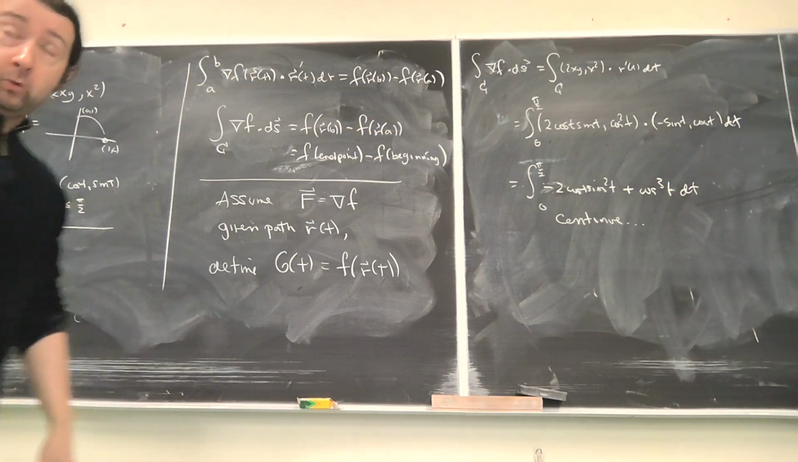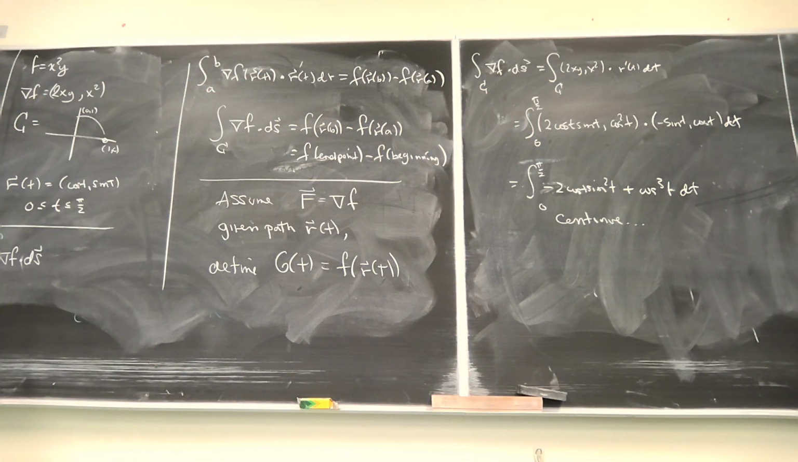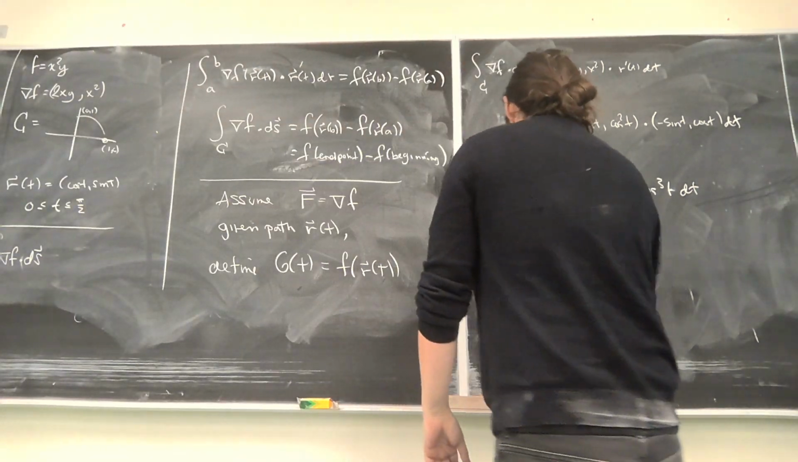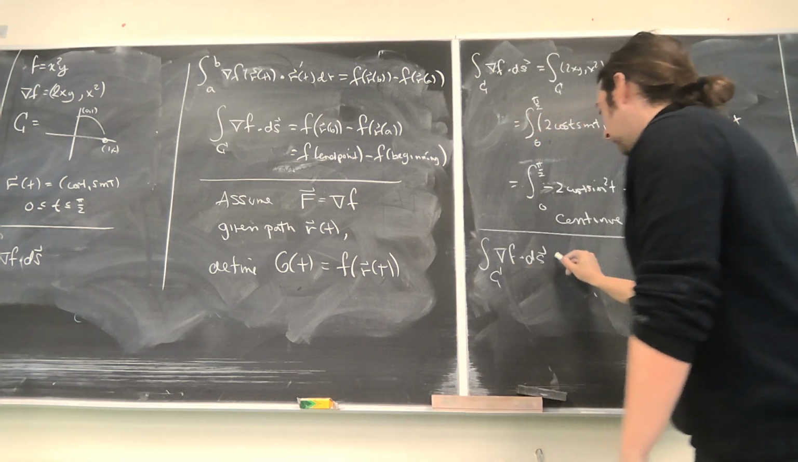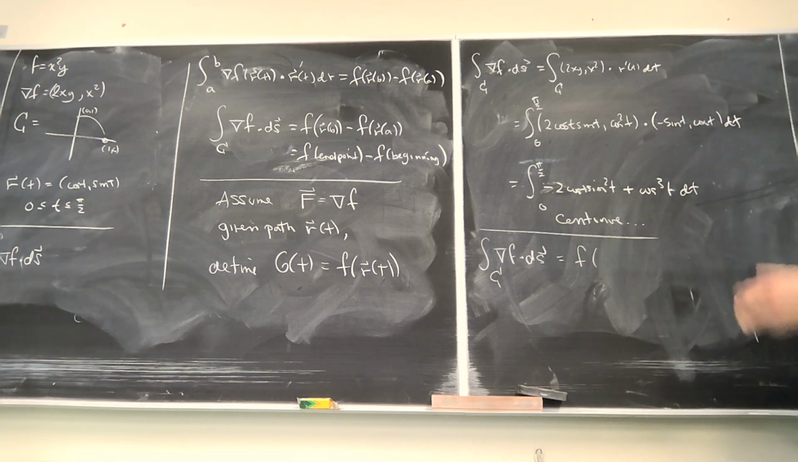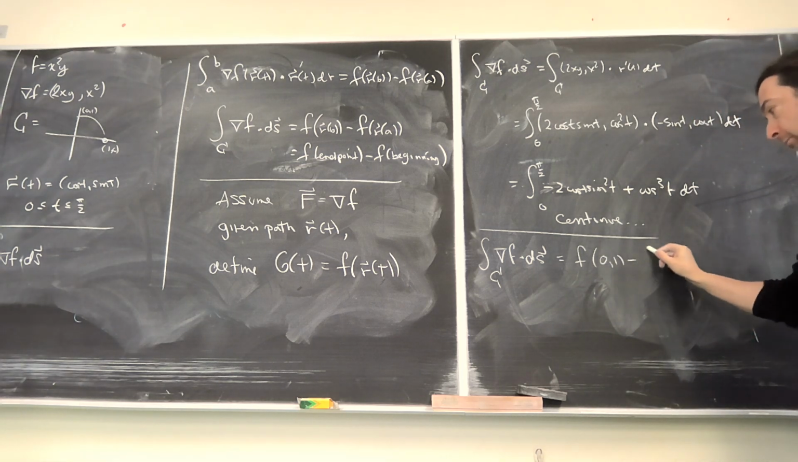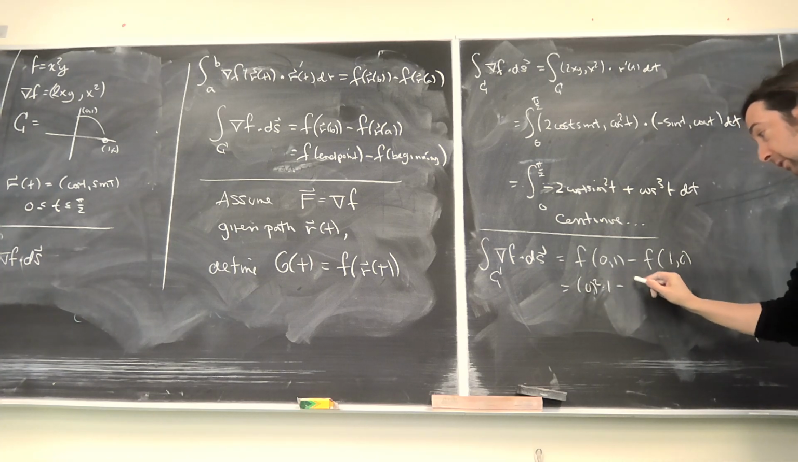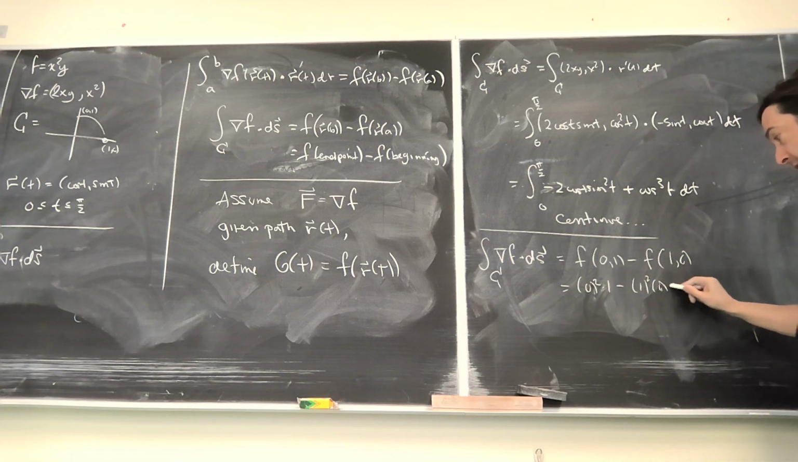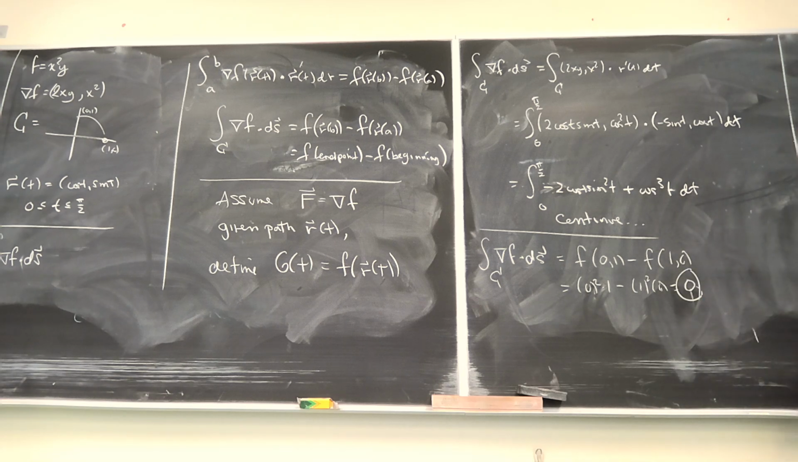Or, because we know that we're working with a gradient field, instead I could write down the integral of the gradient of f dot ds over the curve C is equal to the potential function evaluated at the end point, which was (0, 1), minus the potential function evaluated at the beginning point, which is (1, 0). Well, f is just x squared y, so you get 0 squared times 1 minus 1 squared times 0, which is 0. And I don't know about you, but I think this is significantly more efficient than doing it the other way.